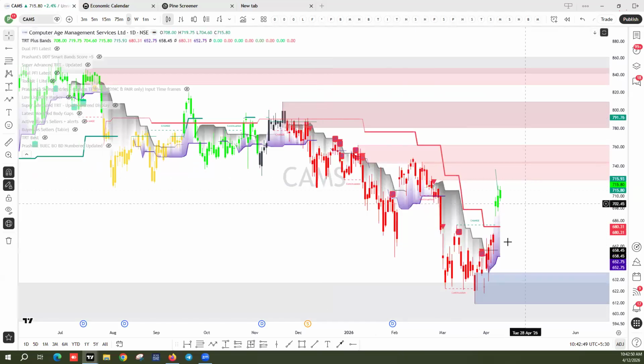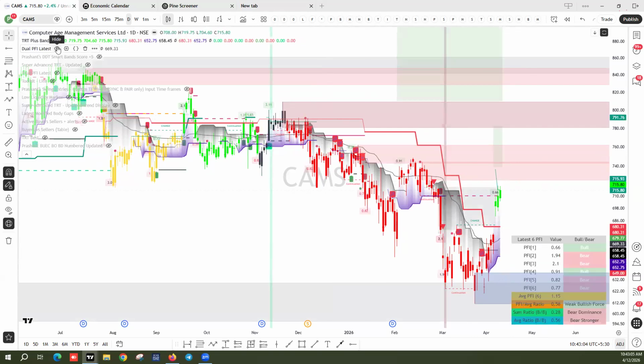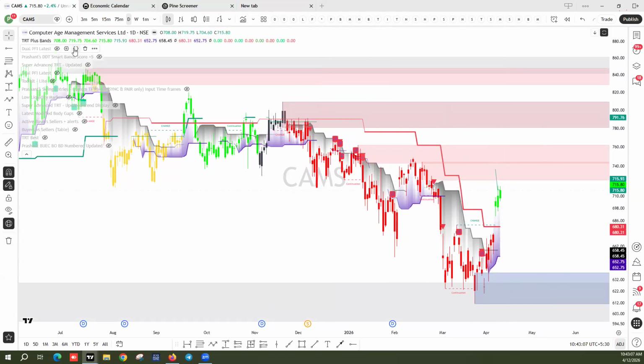CAMS has turned green, is above the bias band. Bullish bias band is appearing now. Bullish momentum is present. Bearish momentum has disappeared. So this is a triple confluence, double confluence. PFI number is not yet very high.